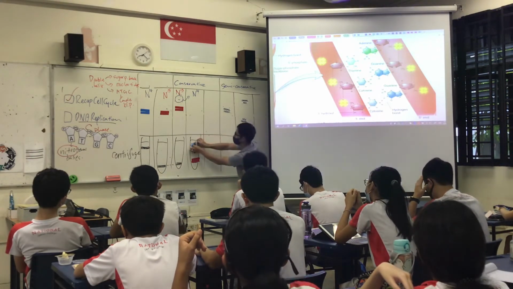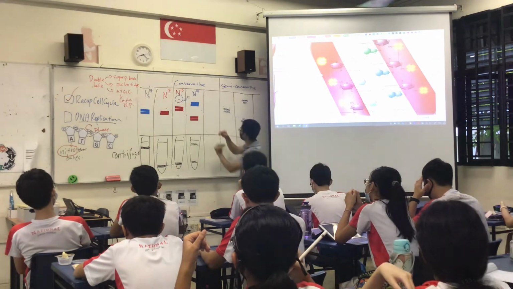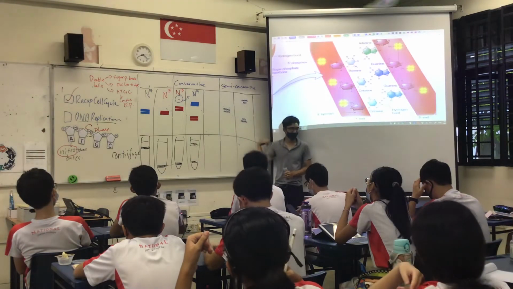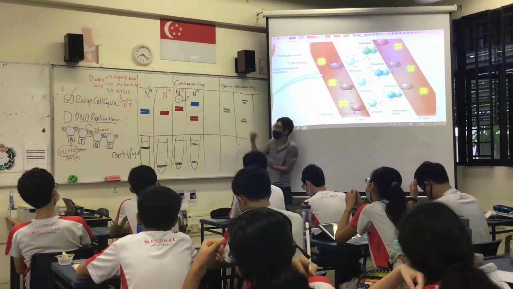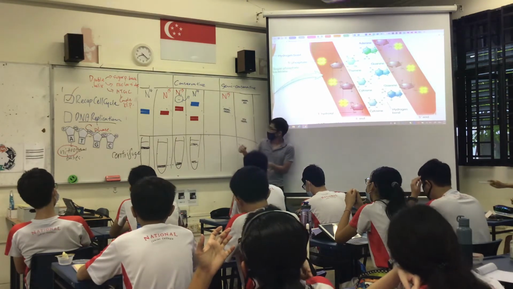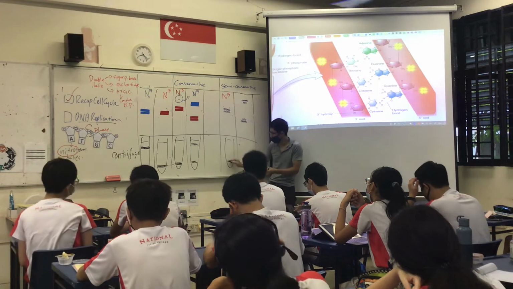Now I think some of you have already thought ahead. Now let's look at this model. If I grow the bacterial cells again, starting off, they grow up in N15. I take them for a spin, you will find that all the DNA will sink to the bottom again.